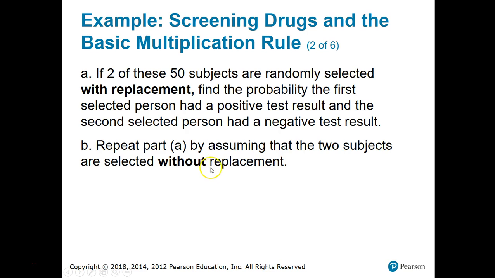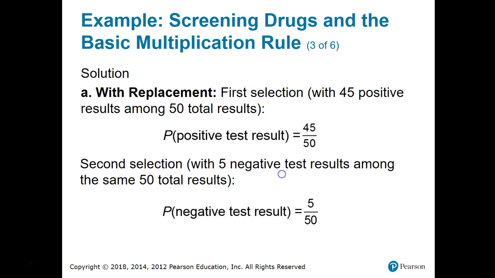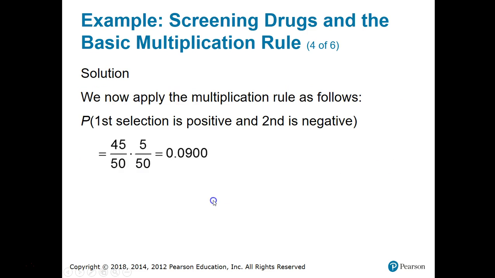Now, selected without repeating. That one is a little bit more complicated. 45 over 50, 5 over 50. Multiply them. So the chance of that happening is 0.09.